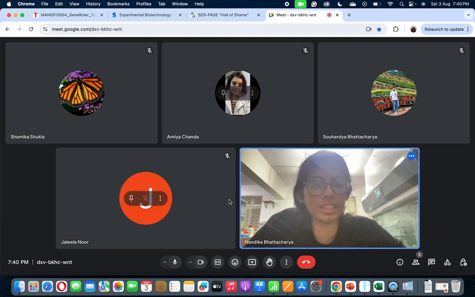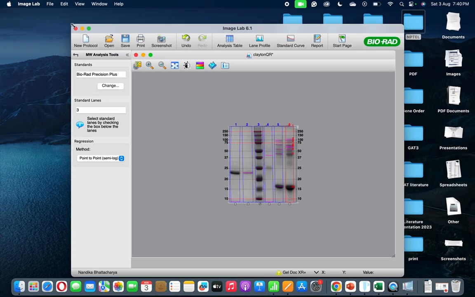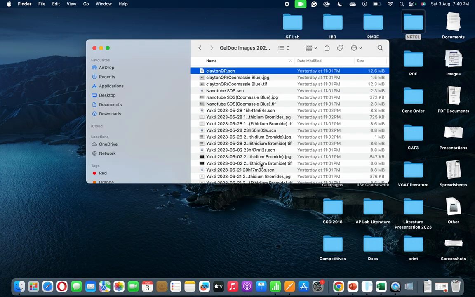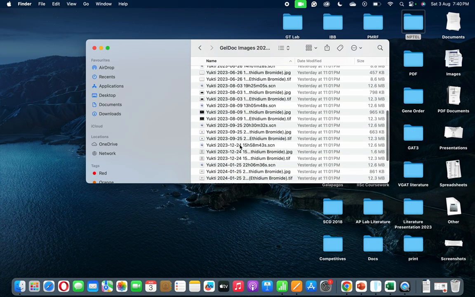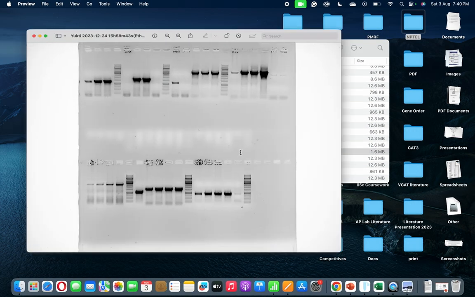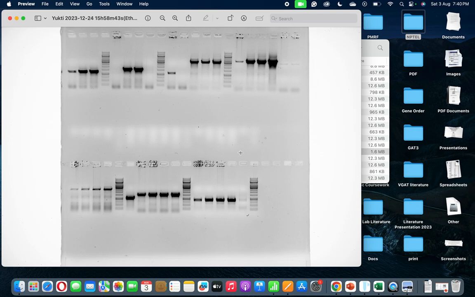We'll just take a look at one last gel. I'll look for a nice gel. So this is a gel where someone has done a lot of samples. She's actually used one comb over here and another comb over here, so she's done two sets of samples in the same gel with a set of ladders.